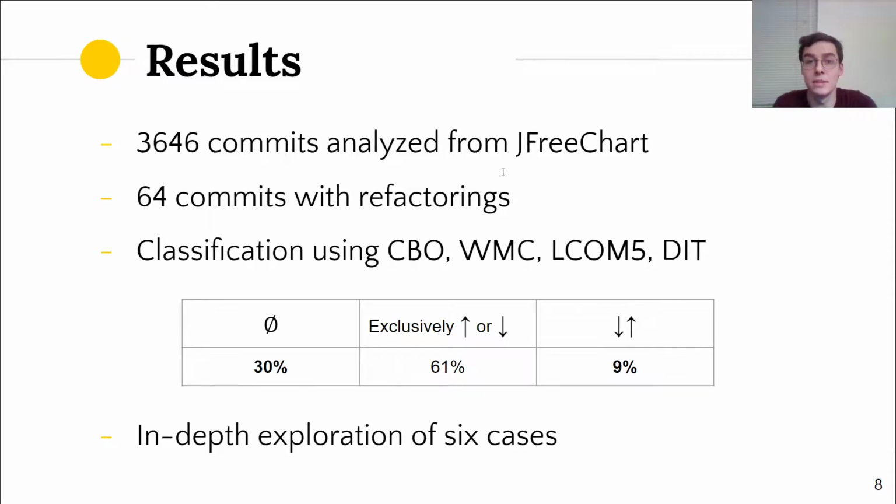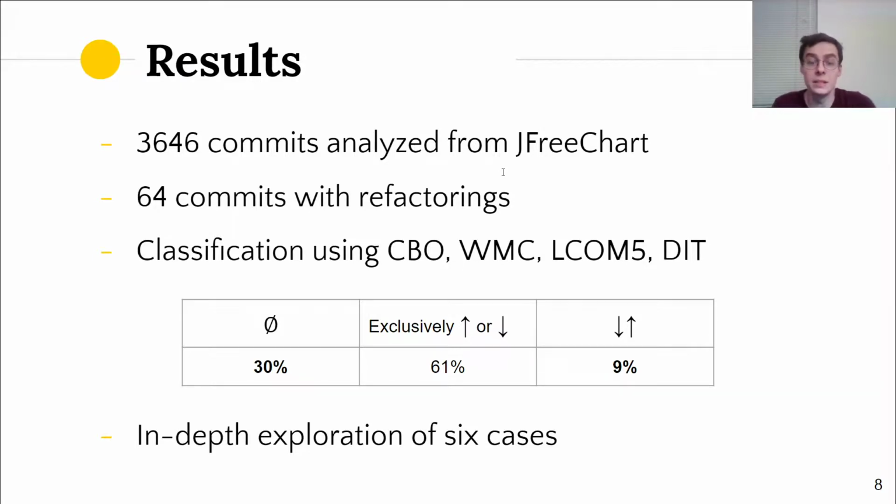As a study subject, we selected JFreeChart as it's well known in the research community and its size allows for non-trivial quantitative and qualitative analysis. Overall, we analyzed more than 3,000 commits. 64 of these commits were identified as containing at least one true refactoring. We selected 4 internal quality metrics to evaluate for the fluctuation, representing respectively coupling, complexity, cohesion, and inheritance.